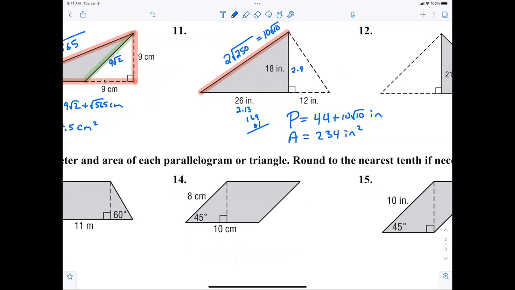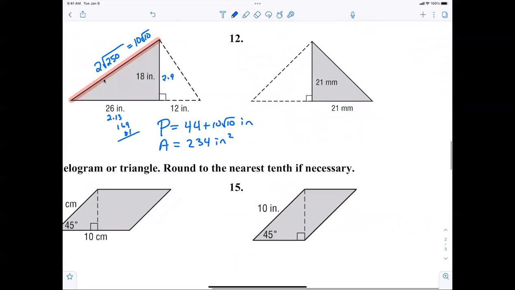All right, let's do one more. 12. So what's the hypotenuse here, guys? So now my perimeter is, and then of course my area. 220.5. That's what I got. Anybody have any issues? Does everybody kind of agree that's kind of simple?